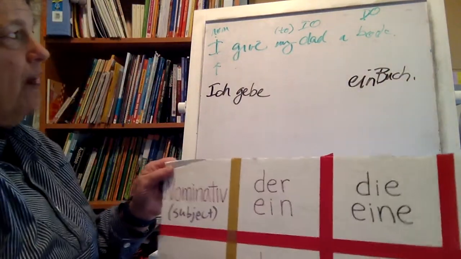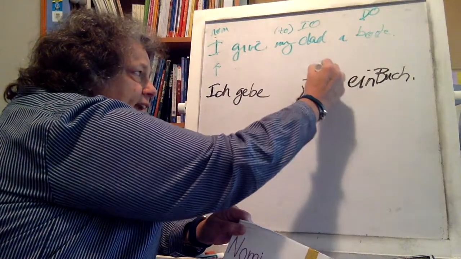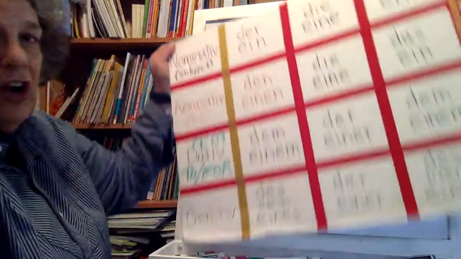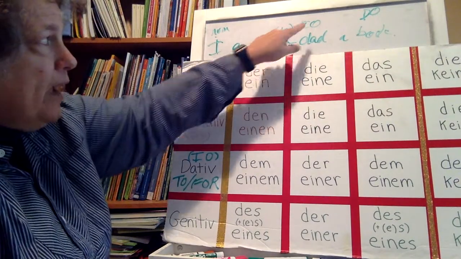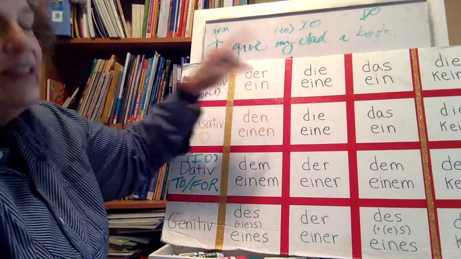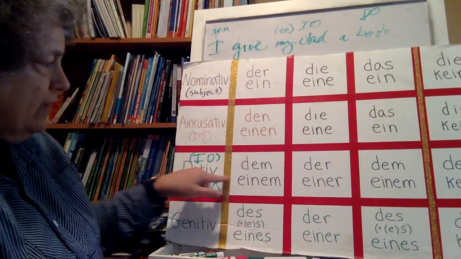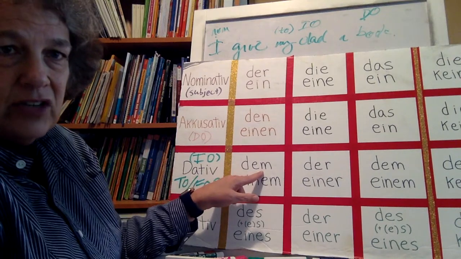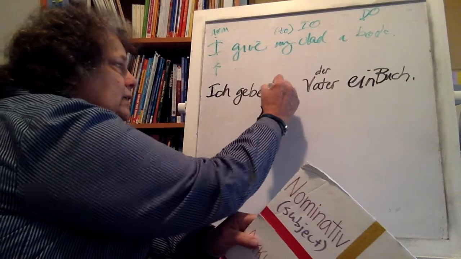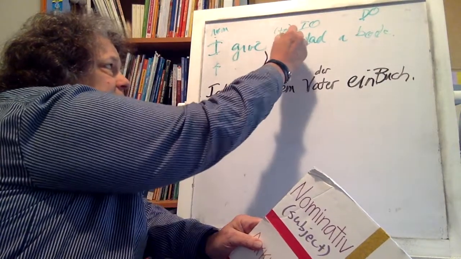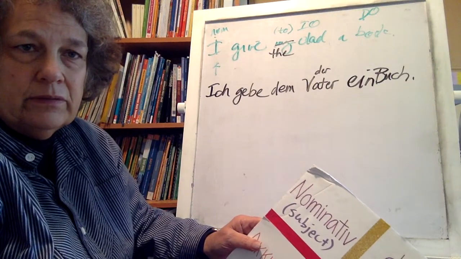Now, father. So we have a Vater in the sentence. It's a der word. So we're going to go to the chart. We're going to look at the der word, and we've determined that the father is the indirect object, the dative object. So we're going to go down here to the dative, and what does the der change to? Dem. Okay? So this says, actually this doesn't say my, it says the. I give the father a book.